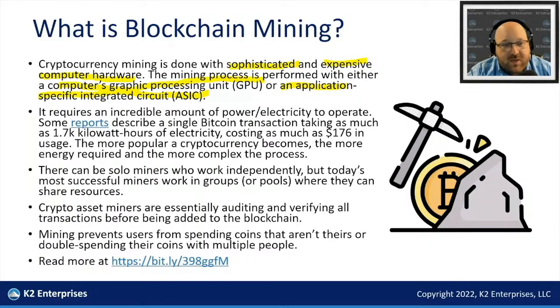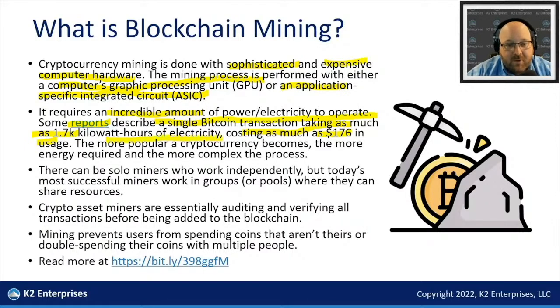Now, something you should know is it requires a crazy amount of power to mine, to the point that it is really uneconomical for 99% of people. I mean, if you've got a data center set up in the middle of the California desert and you've got unlimited solar power, then it might make sense. But if you're on a grid like where I am, where you pay for electricity by kilowatt hour, it's stupid expensive to operate. There have been some reports that I've read that a single Bitcoin transaction can take as much as 1.7 kilowatt hours of electricity, costing as much as $176 to process that transaction.